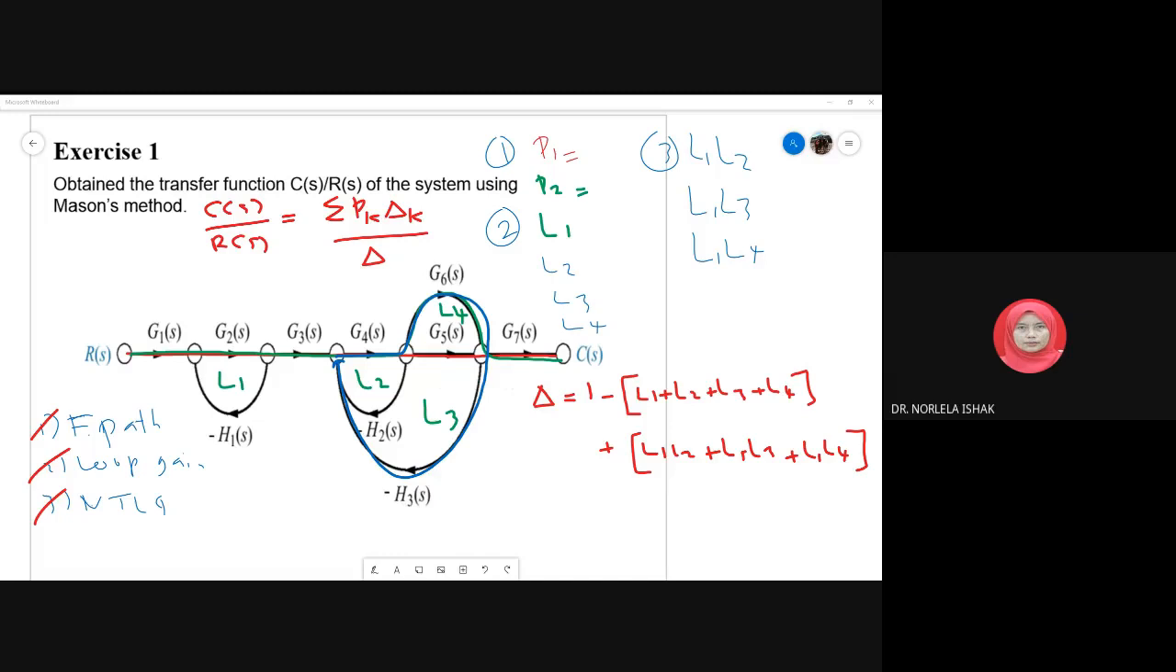Okay, how to define the determinant? Can or not? Wait a moment. Okay, done.